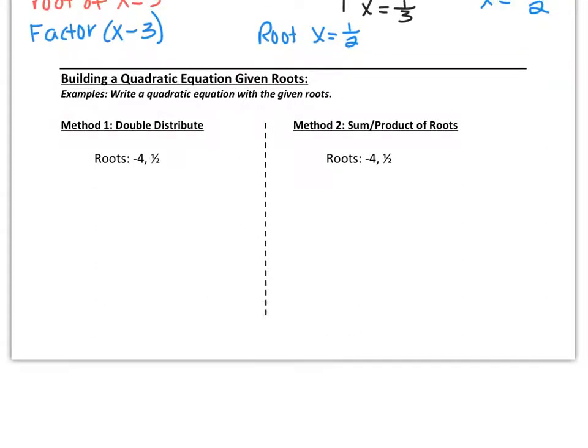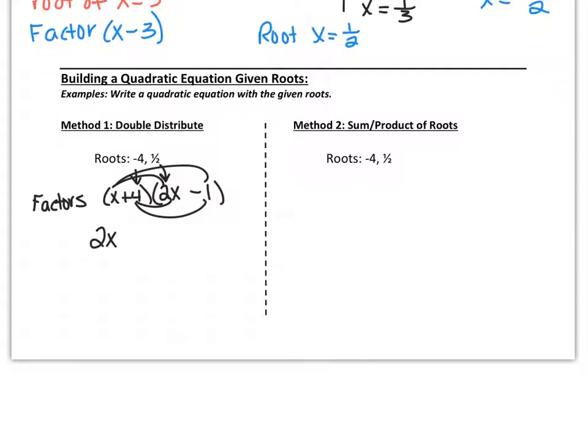Now I want to build a quadratic equation given two roots. So the first thing that I could do was recognize that if negative 4 is a root, then that must have come from x plus 4 as a factor. And if x equals 1/2 is my root, I know that that comes from 2x minus 1. So if these two things are my factors, all I would have to do is double distribute and I could get my final answer. So take a minute, pause the video, and double distribute, and then hit resume for the answer.